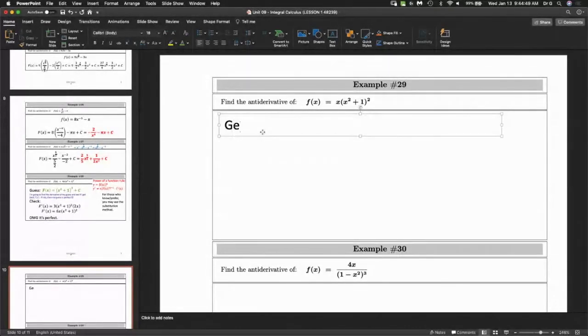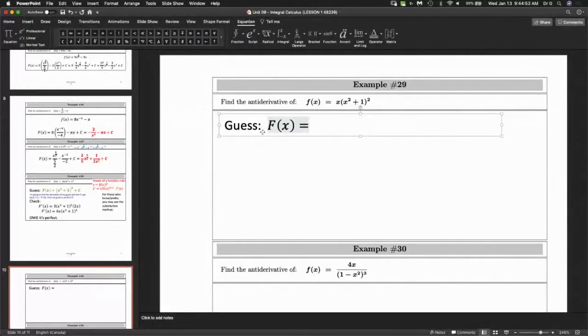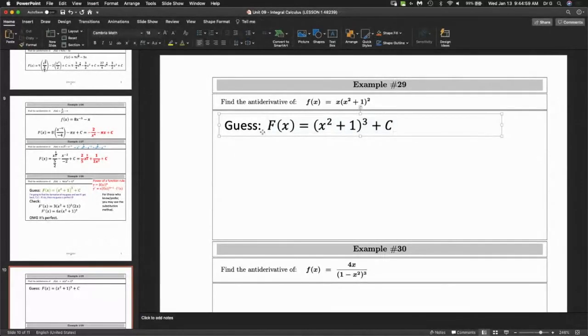So we're going to guess the answer. The guess is going to be (x squared plus 1) cubed plus c. And now we're going to check it. I think that this here is going to be the answer right here, okay?